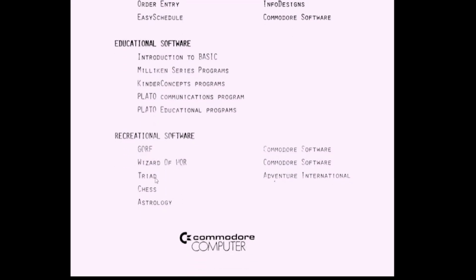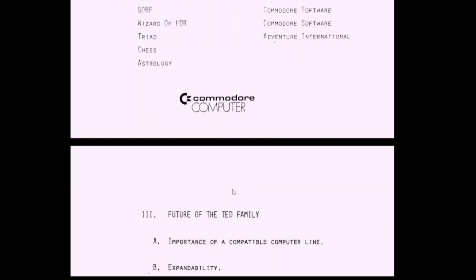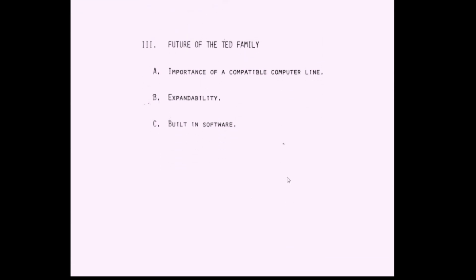There are recreations of it from the homebrew scene in the late years. Triad, Chess, and Astrology. Astrology was made for the Commodore Plus4. Triad, I don't think it made it on the Commodore Plus4. So, and last but not least, some points about the future of the TED family.